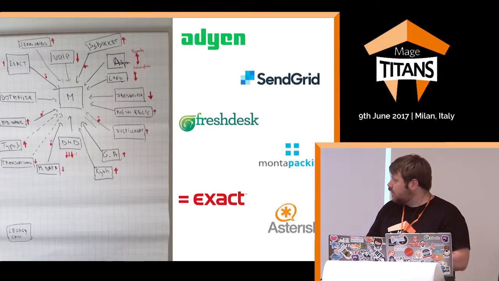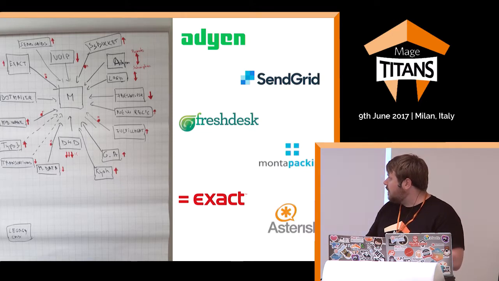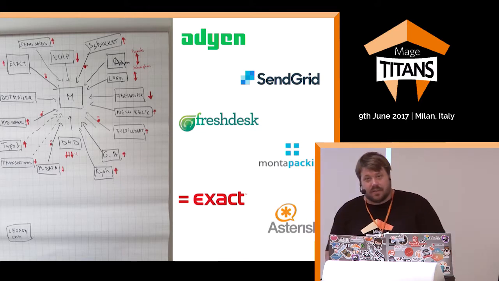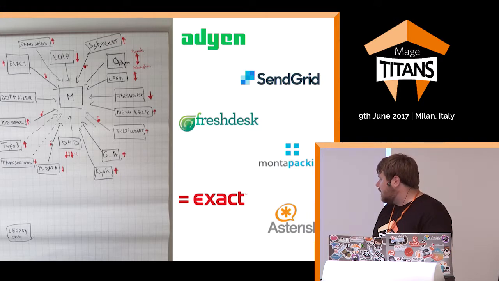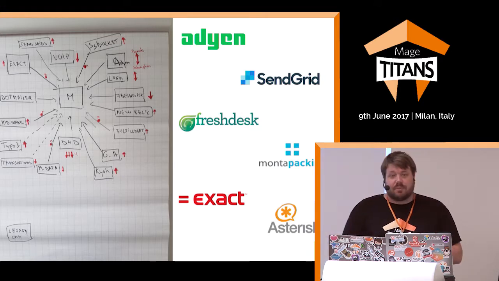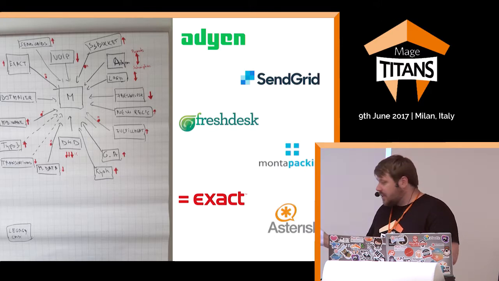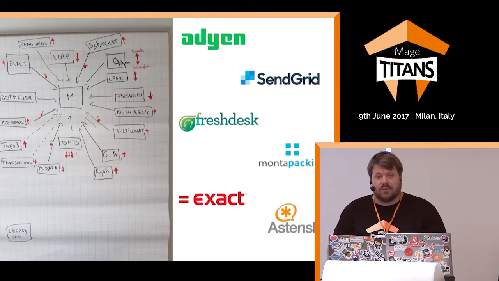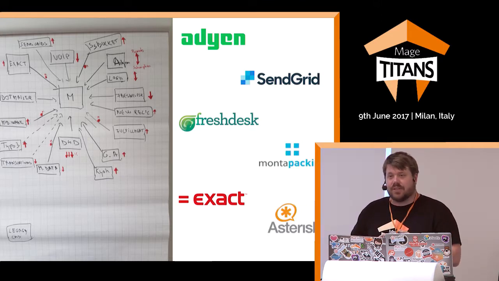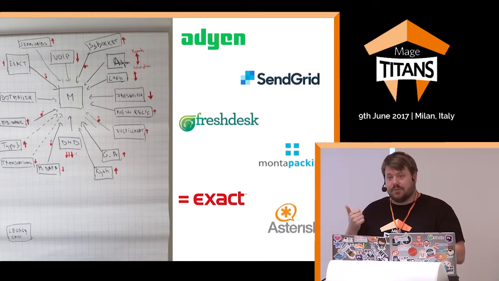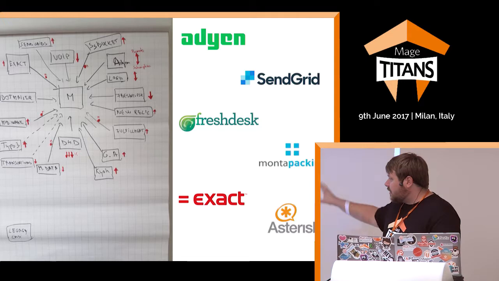So, sources, what we are talking about. We have Adyen for payments, we have SendGrid for emails, we have Freshdesk for our tickets. When clients call us, we create a ticket from that. Montapacking, that's our fulfillment partner to ship packages to all those countries we serve. And we have Exact, which is an ERP system that holds stock information, that holds transactions. And Asterisk is actually our integration with a VoIP implementation. And those are just a couple.